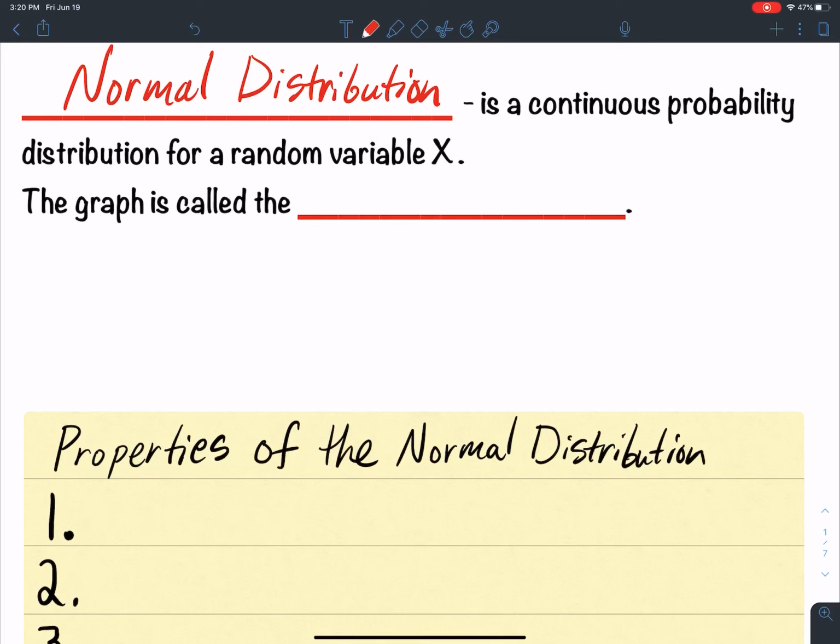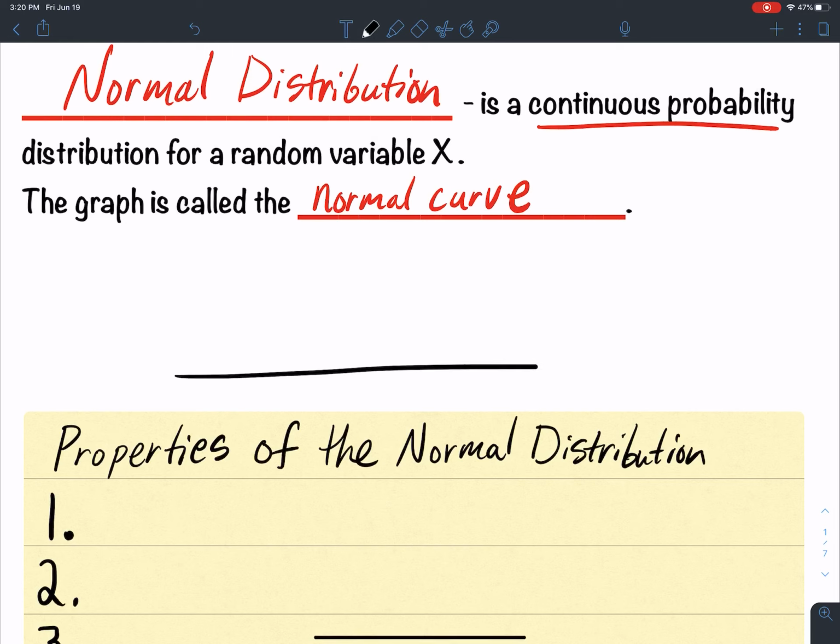So here we're going to talk about the most important distribution in all of statistics. It's the normal distribution. This is a continuous probability distribution for a random variable x. The graph is called the normal curve. Now, what does the normal curve look like? So we'll do it in red. It looks like a bell curve.